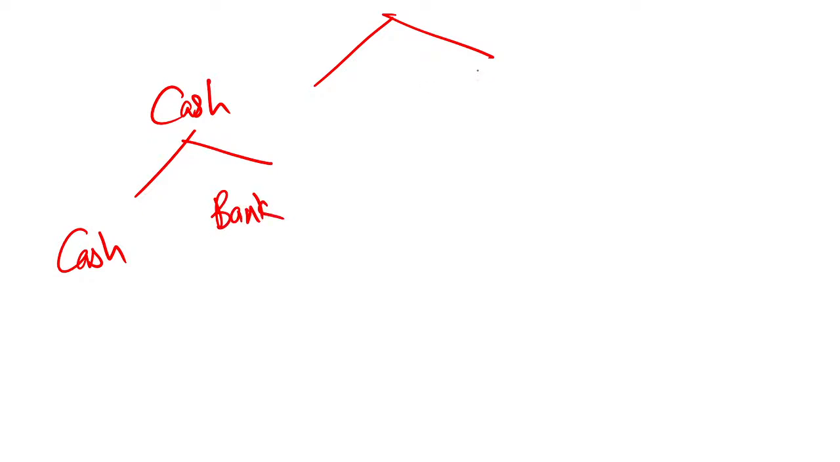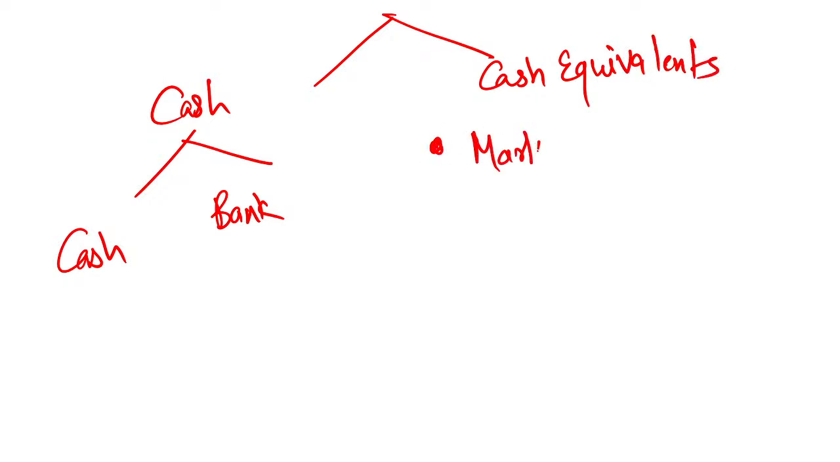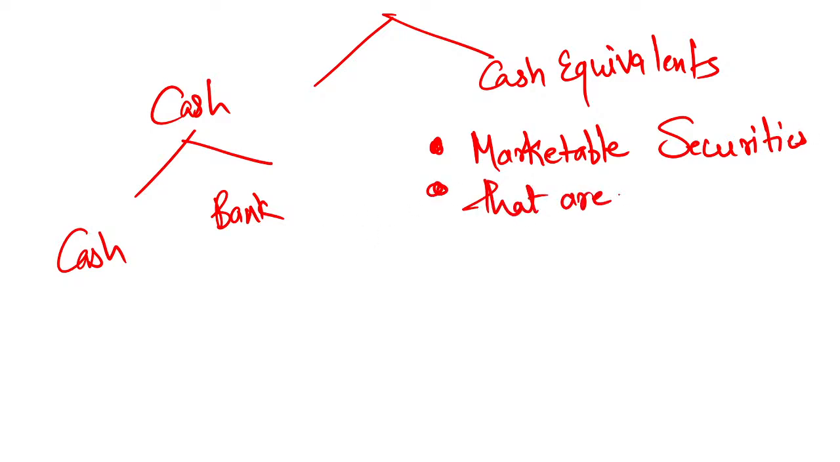So, cash means both cash and bank. And when we are talking about cash equivalent, it means marketable securities. Cash equivalent means marketable securities that are highly liquid. Now, what do you mean by highly liquid, ma'am?